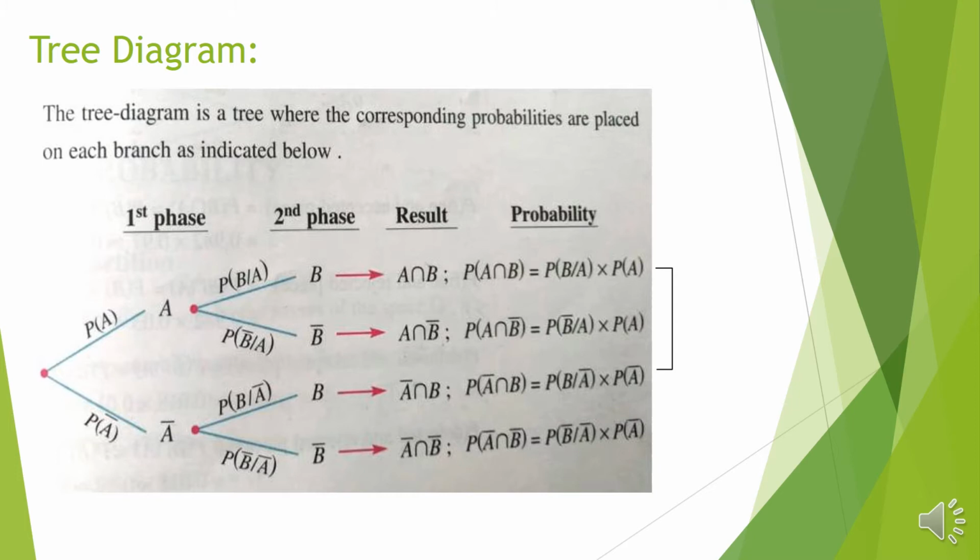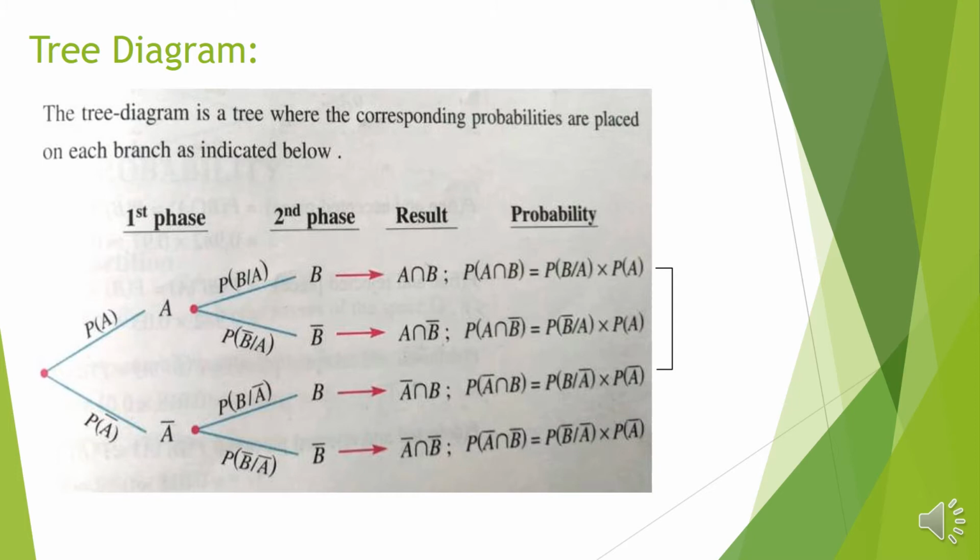If we add the probability of A intersection B and the probability of A bar intersection B, we get what? We get the total probability of B. That means how do we find the probability of B from the tree diagram? What do we do? We add the probability of B with A and the probability of B with A bar, according to the tree diagram.